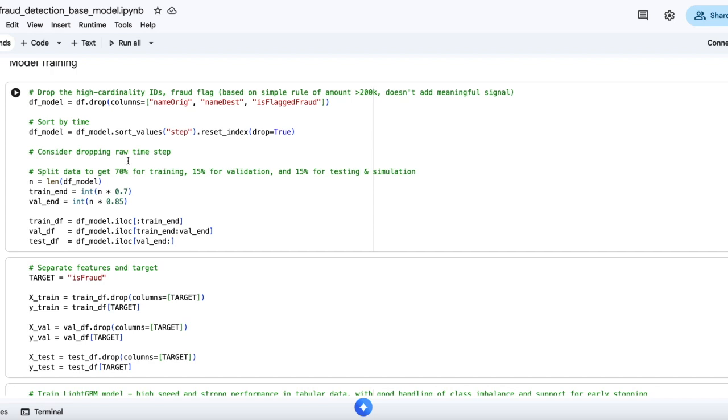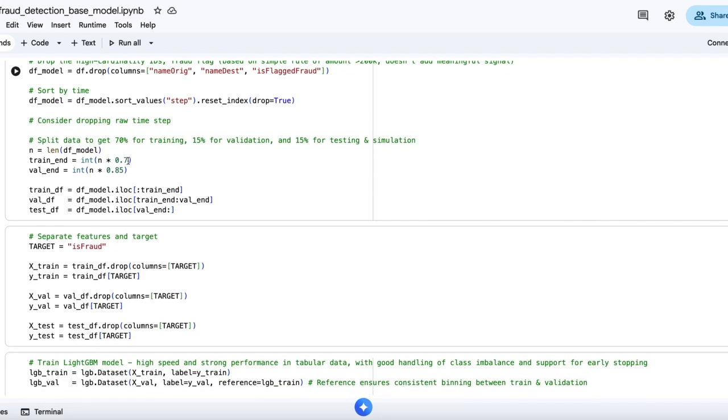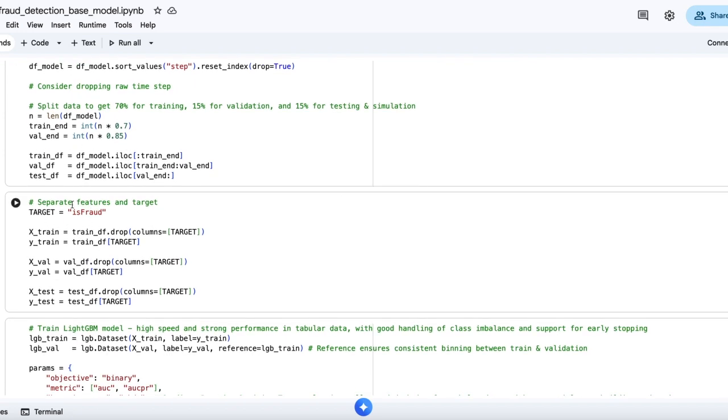Oftentimes, if the data is imbalanced, I would consider stratified sampling, which essentially means splitting my data into training and testing while keeping the proportion of fraud and non-fraud roughly the same. This way, the model is more robust, accurate, and fair. But in fraud detection, time matters more than stratification. In reality, models are always trained on past data to score future transactions. Stratification would mix past and future and leak information across time. The results might be unrealistically good. We then separate our features and target.